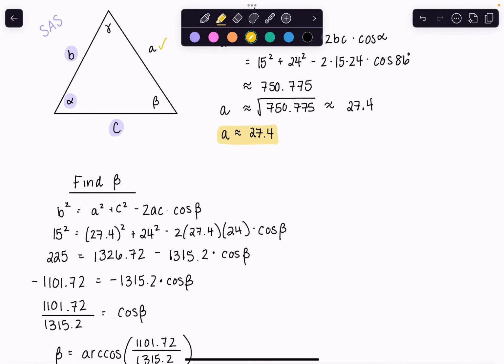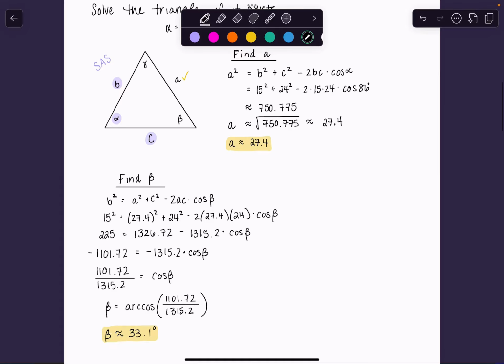All right, so let's go ahead and go back into here now. We now have beta as well, so the only thing missing to find is gamma.